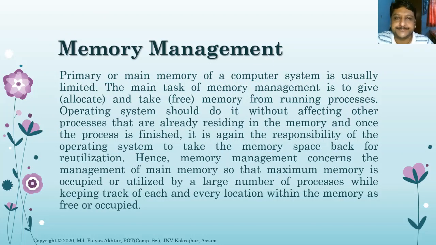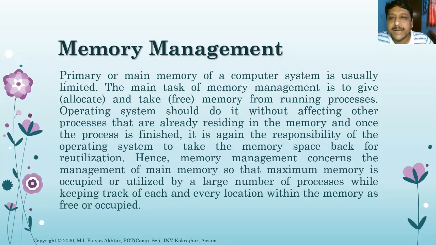Memory management. In a computer system, there are several types of memory attached to the computer. There is primary memory and secondary memory. Types of primary memory are RAM and ROM. Types of secondary memory are CD, DVD, hard disk, pen drive, and many flash devices. So many different types of memory are there. But here we are talking about primary memory or main memory.